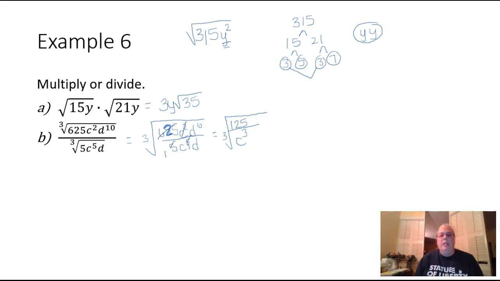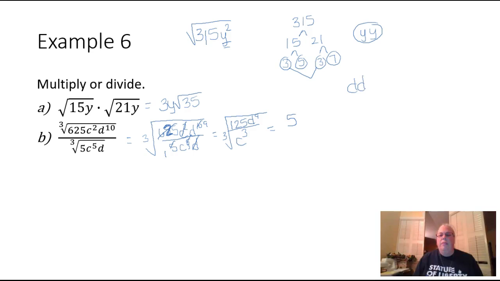And I have a d in the denominator. I've got 10 up here in the numerator. So this one can cancel with one of those and leave me with 9 up there in the numerator. Okay. Now, 125 we've already broken down several times this time. We already know it's going to be 5 times 5 times 5. And so 5 is the cube root of 125.